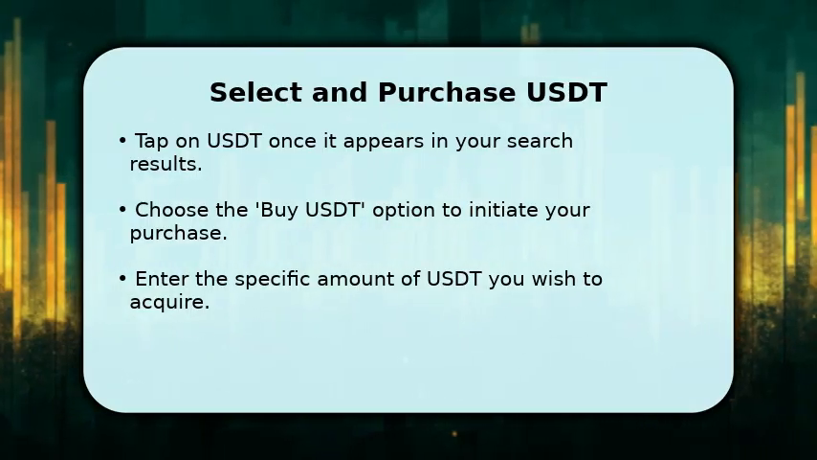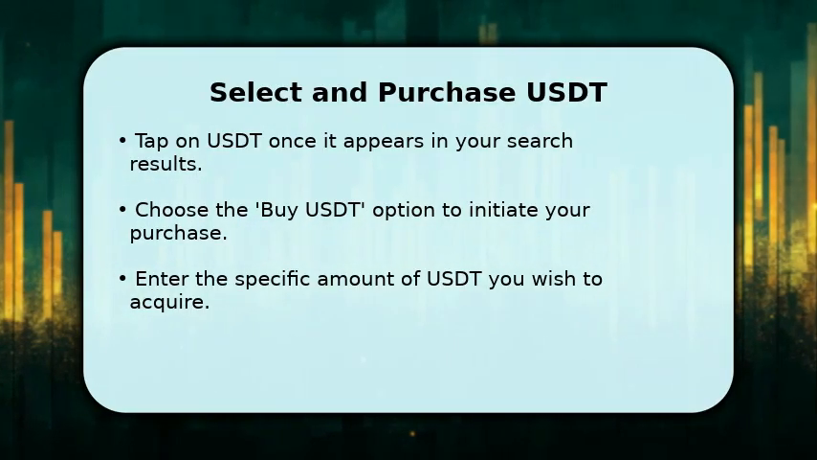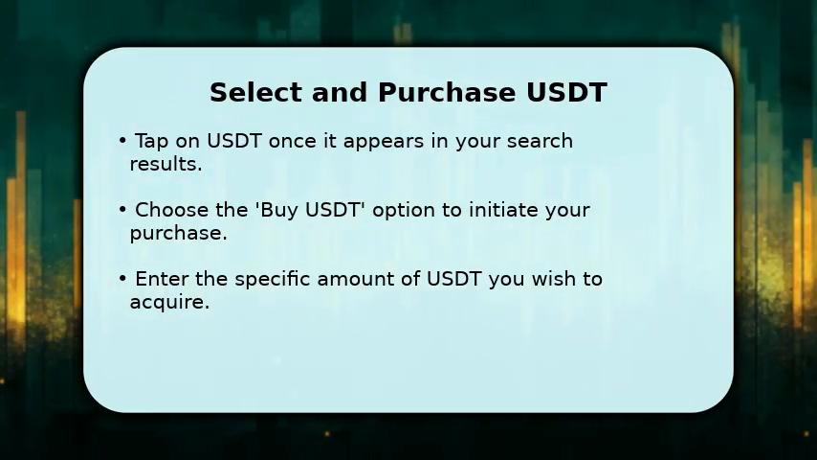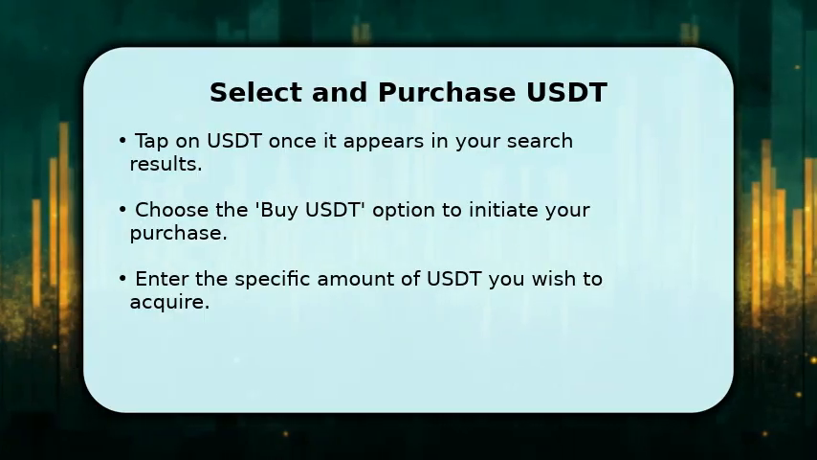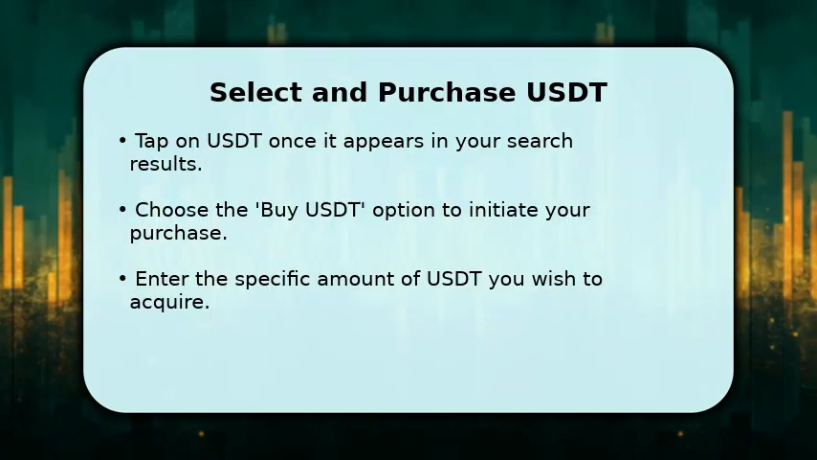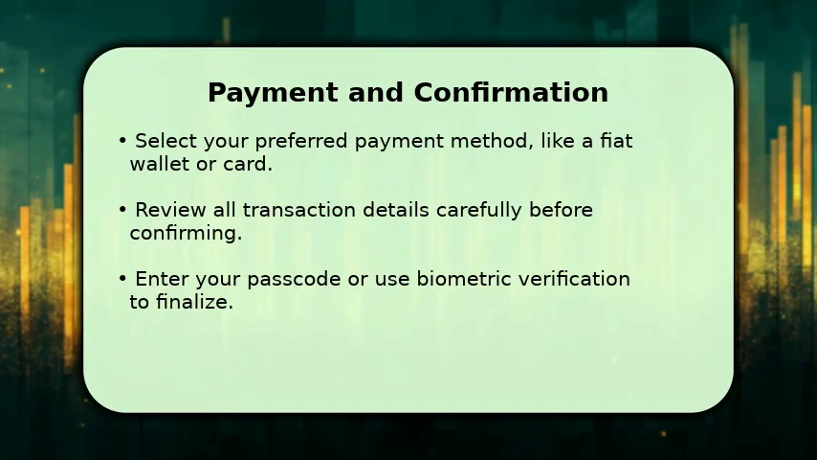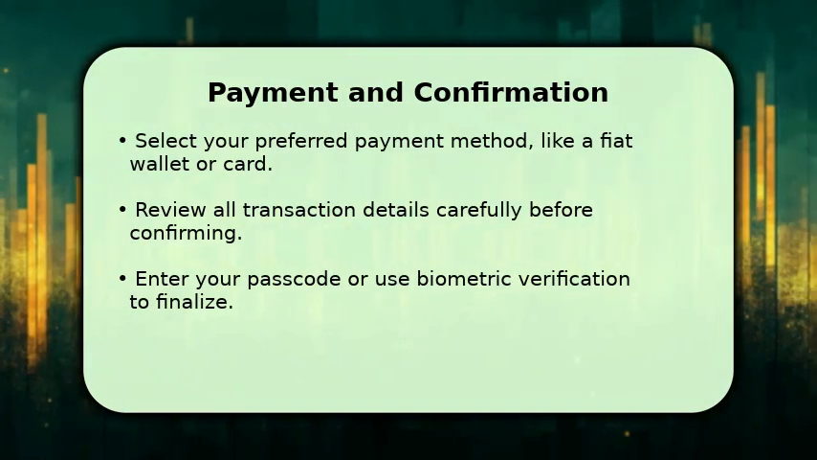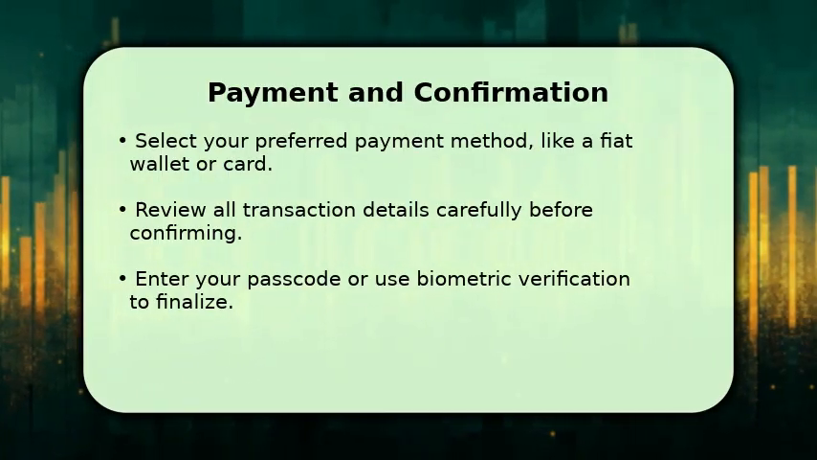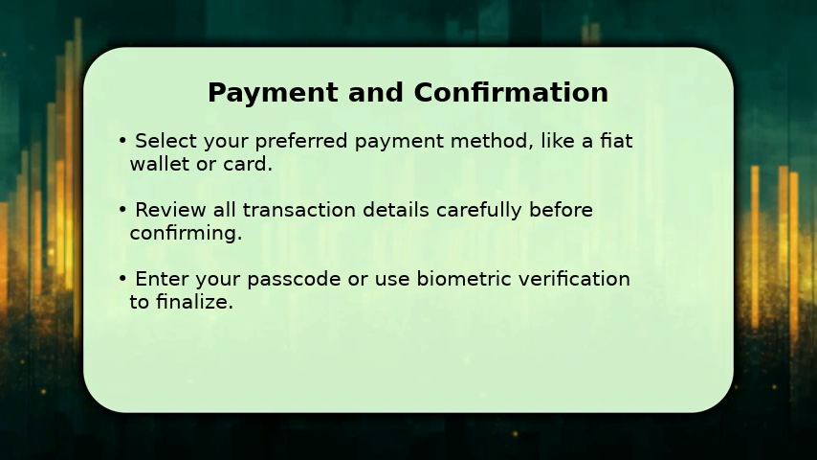Next, you'll need to specify the amount of Tether you want to purchase. You can either enter a precise numerical value or select a percentage of your available funds, for example, 25% of your fiat balance. Now choose how you want to pay for your USD. Options typically include using funds from your fiat wallet, a credit or debit card, or even Apple Pay.